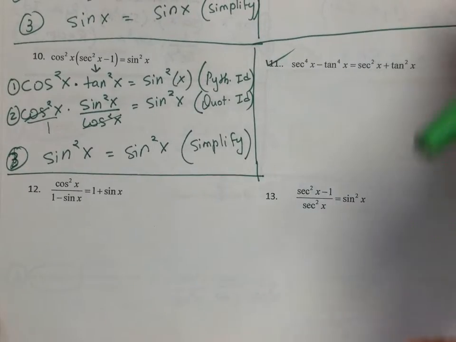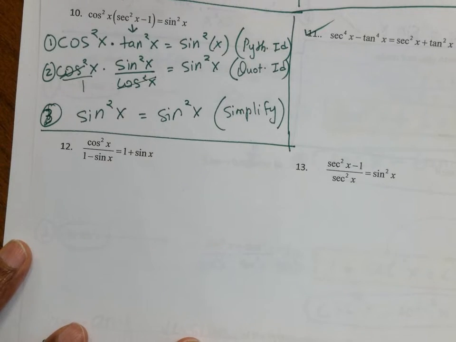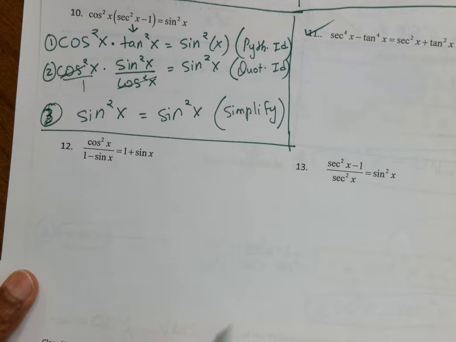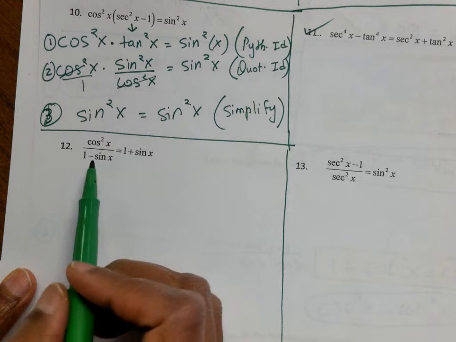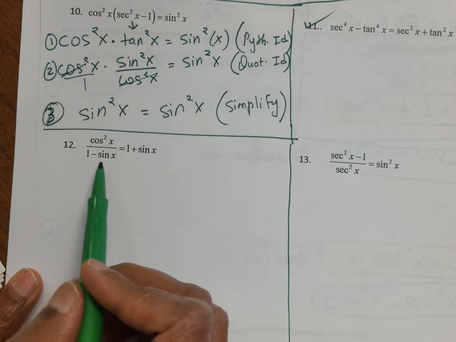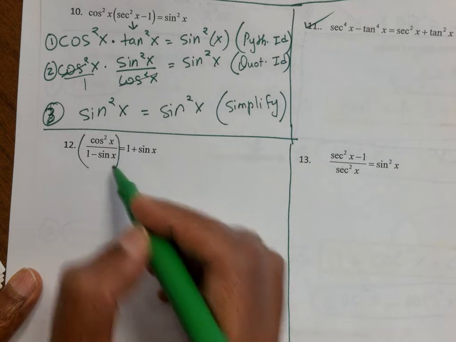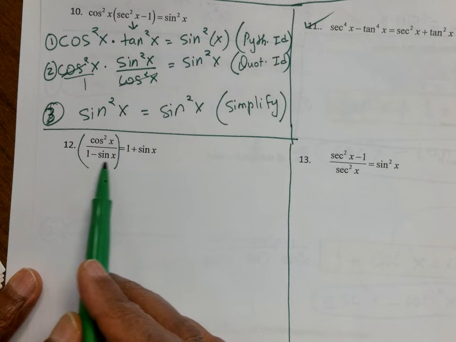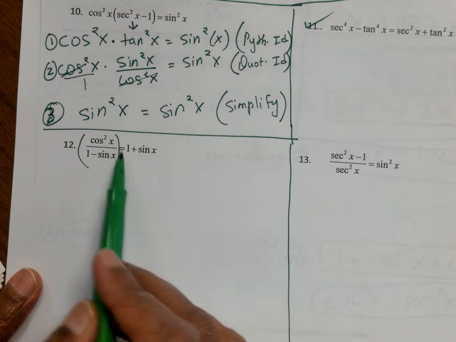Let's look at 12. So 12 is cosine square x over 1 minus sine x equals 1 plus sine x. So if I look at 12, I normally tell you to kind of simplify, but sometimes you have to use other strategies too. So I'm going to work with the left hand side. There is 1 minus sine x in my denominator, and there is a square in my numerator. Can I simplify this and somehow get this?